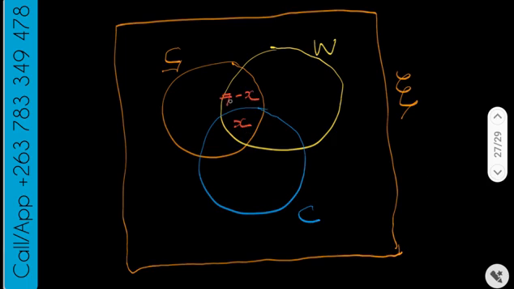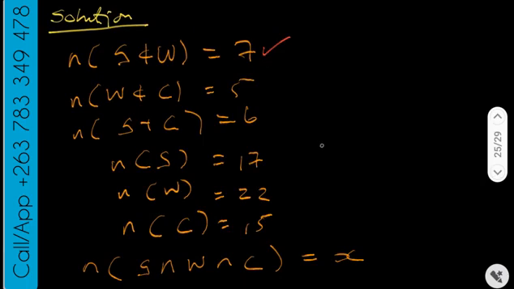If there's X here, I'll have 7 minus X, such that if I add them, 7 minus X plus X gives you 7. So it's true that this region amounts to a total of 7. So I've put this information on the Venn diagram.